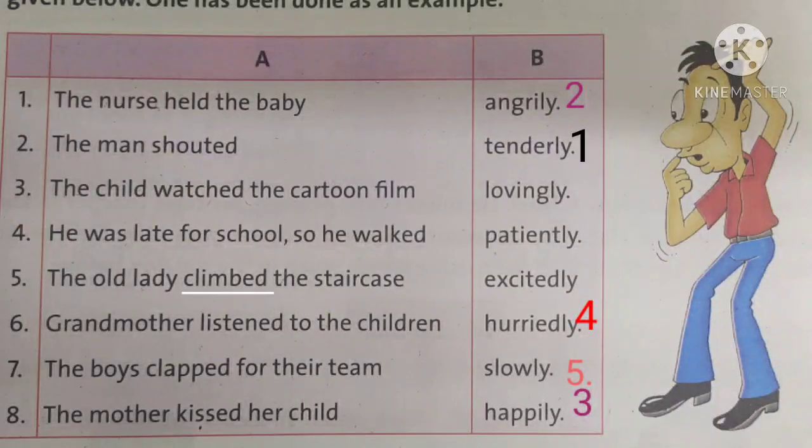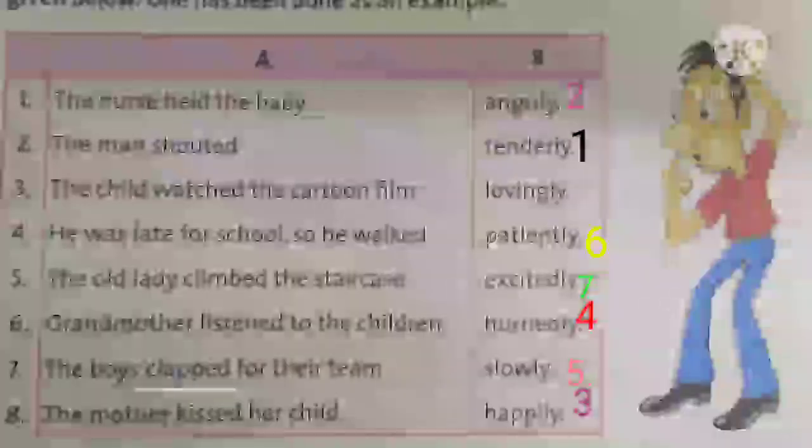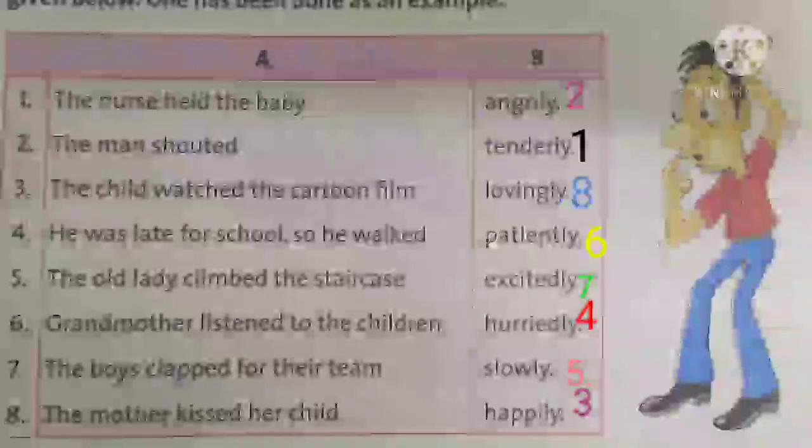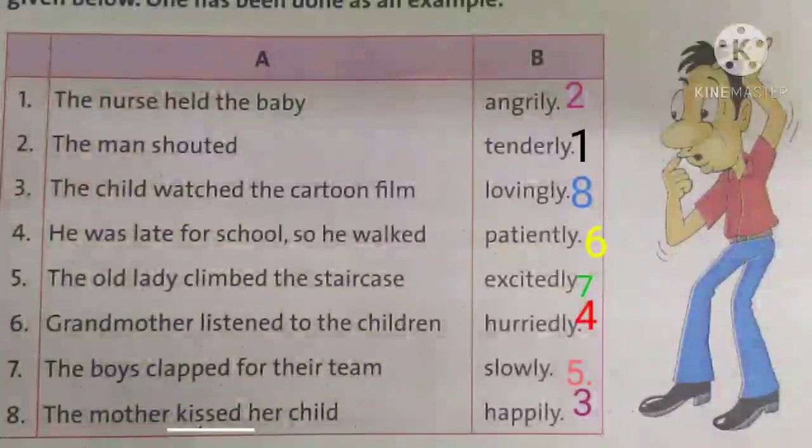Number 6, grandmother listened to the children patiently. Listened is the verb here. Number 7, the boys clapped for their team excitedly. In number 7, clapped is the verb. Number 8, the mother kissed her child lovingly, and the verb here is kissed.